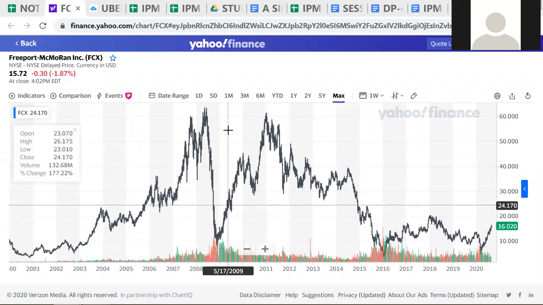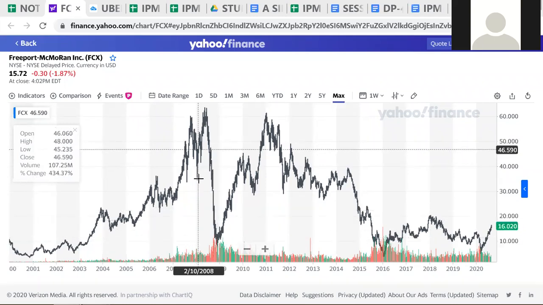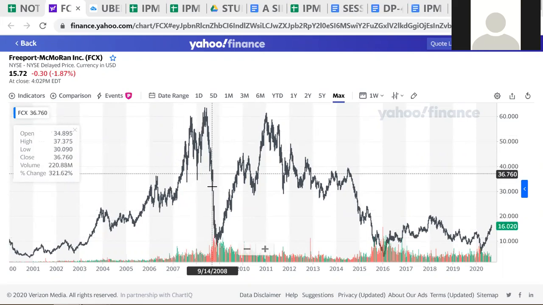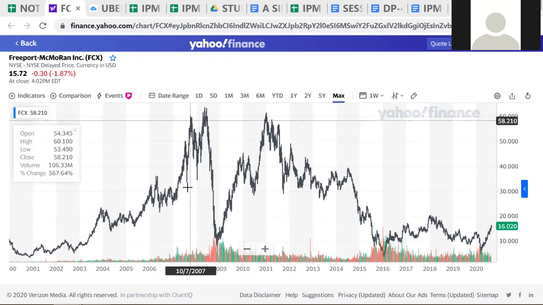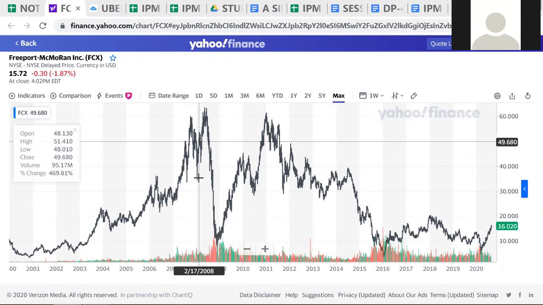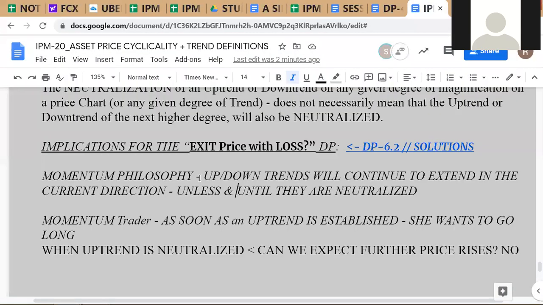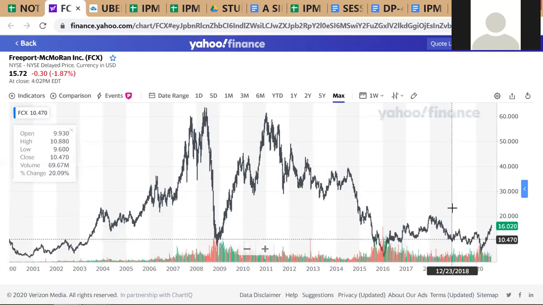Is everybody clear about this up to this point? That once the maintenance condition is violated, the trend is neutralized. So the uptrend is no longer continuing. And the momentum philosophy believes that up and down trends will continue until they are neutralized. So once they are neutralized, you no longer believe that it will continue. I hope everybody is clear up to this point.